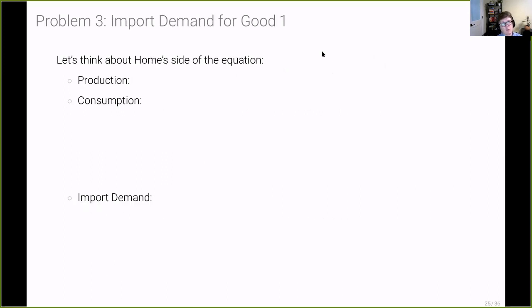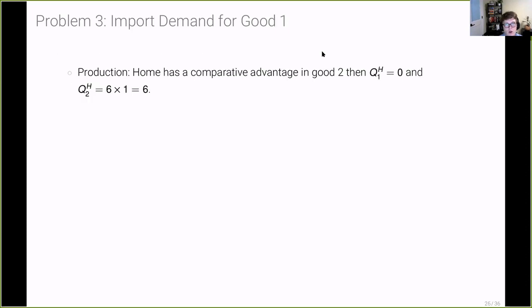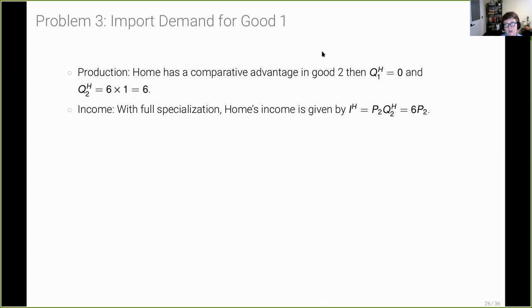Okay, and so now we can think about home's side of the equation. Home has a comparative advantage in good 2, and so they're not going to produce any of good 1. We can use the same sort of logic to figure out that they're going to produce 6 units of good 2. Again, since they're only producing good 2, their income only depends on good 2, and so their income is going to be the 6 units that they produce of good 2 times its price.